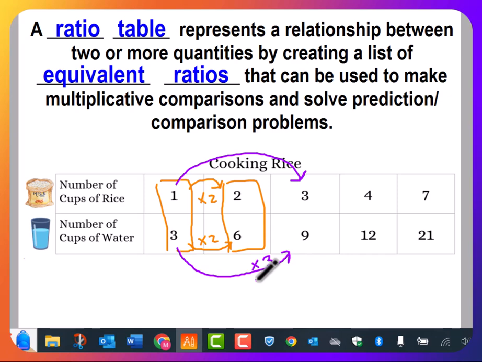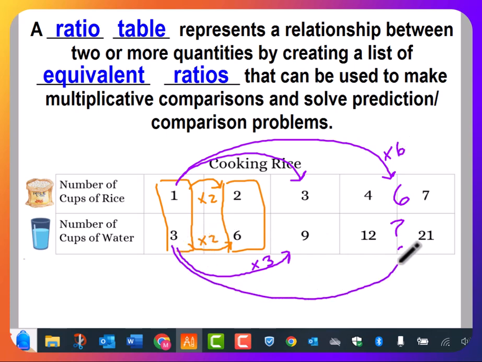Okay, make predictions. What if I want to know, if I use 6 cups of rice, then how many cups of water would I need to have? Well, you can continue your multiples, 1, 2, 3, 4, 5, 6. Or you could say, oh, well, I just need to multiply the 1 times 6 to get the 6. So then I would need to do the same thing to the 3. And I would need to multiply 3 times 6, and that would give me 18 cups of water. That's what a ratio table does. And it seems kind of confusing, but we're going to work some examples.